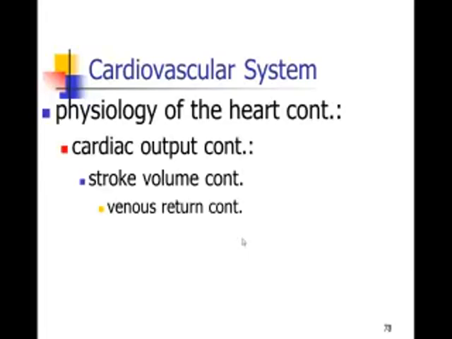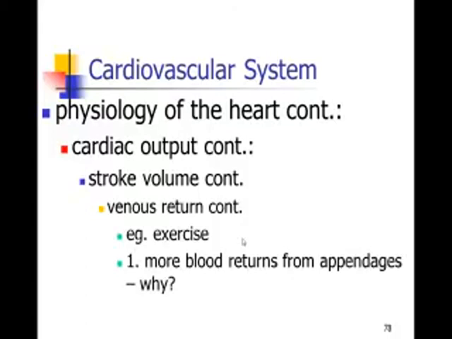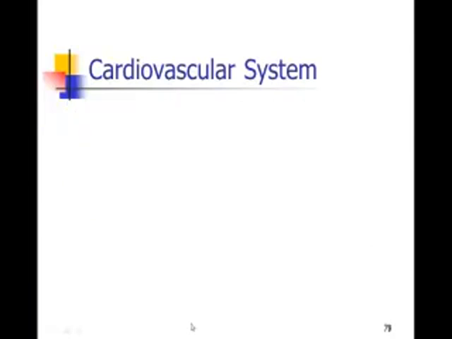Okay. So when would this happen? Exercise. Okay, so when you're exercising, more blood comes back from your appendages. Why would that be? Right, the skeletal muscle pump. We talked about that before. This is such an important part of our cardiovascular activity.